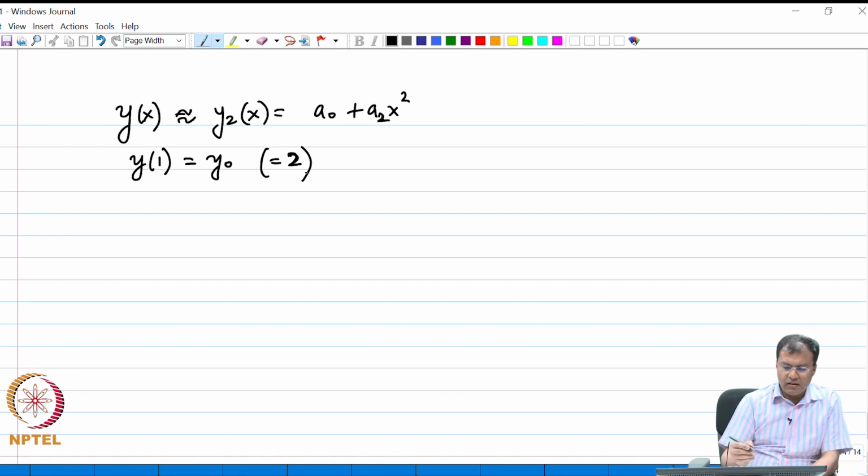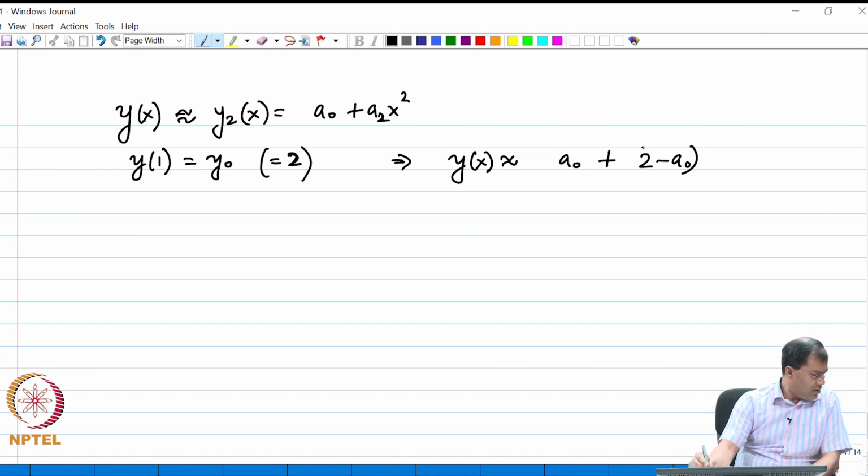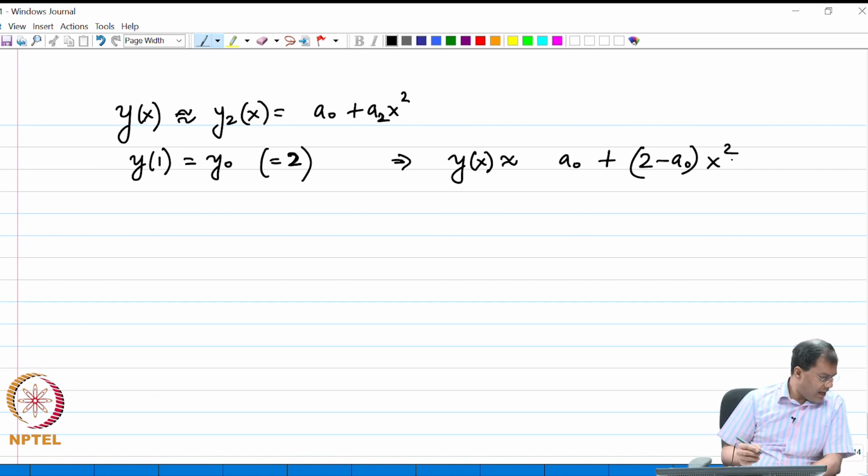In fact, let me plug the value here. So this means that y of x now, with this boundary condition, I can eliminate one of the constants, a2. So this becomes a0 plus 2 minus a0 times x square. Okay. So then what I have is the following.